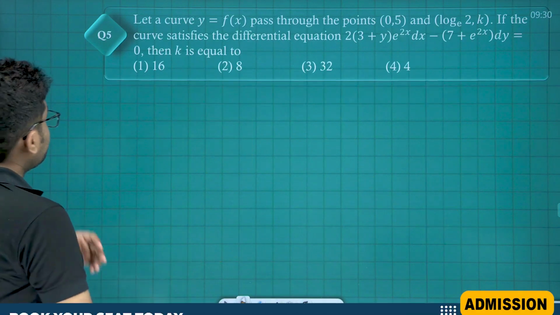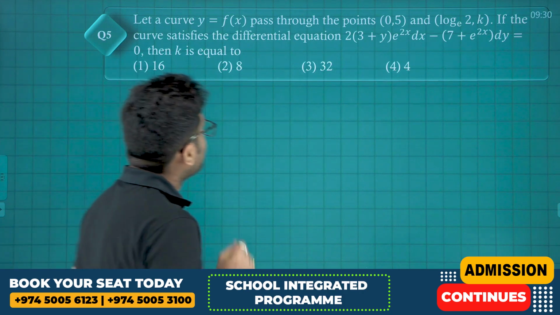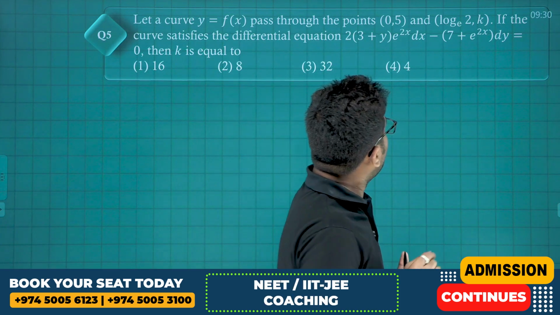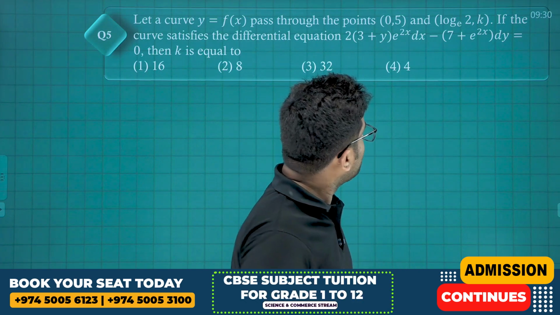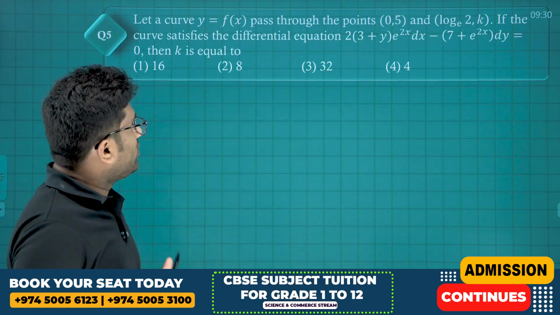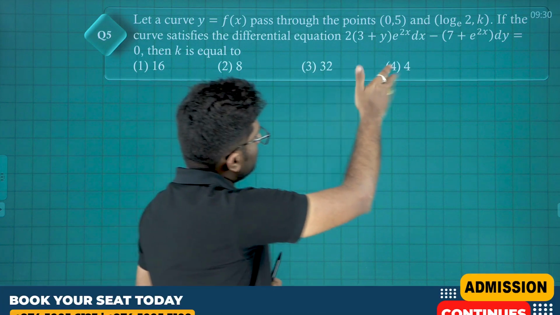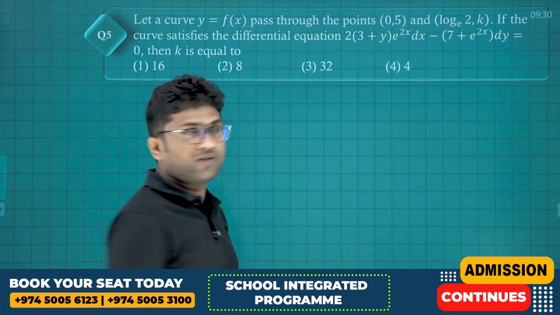Next question. If a curve y is equal to f of x passes through the points 0, 5 and log 2 to the base e, k, if the curve satisfies the differential equation is equal to 0, then the value of k they are asking.